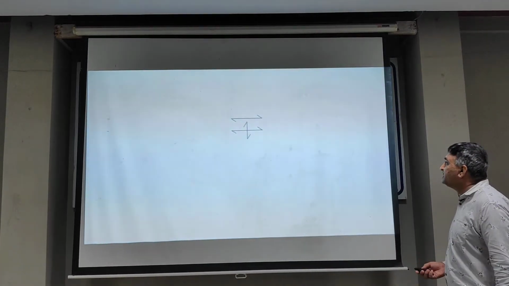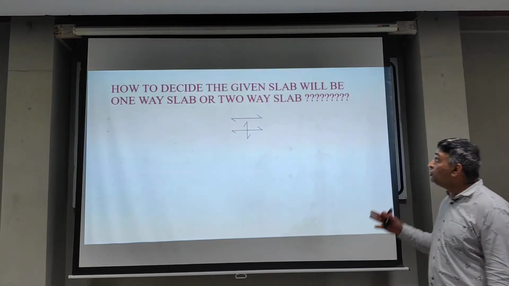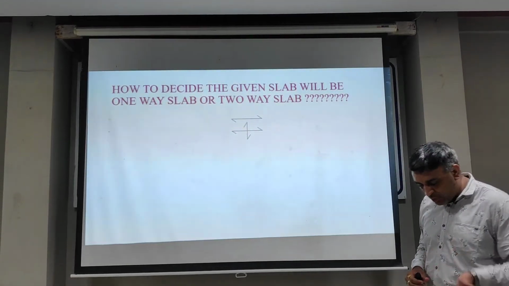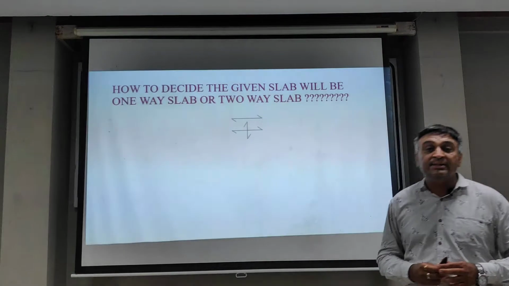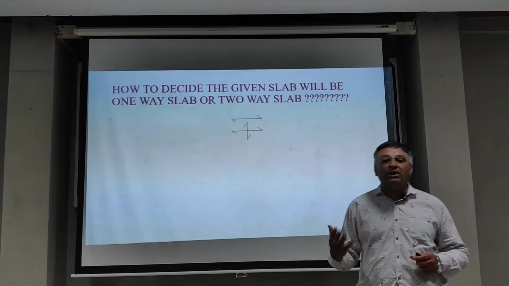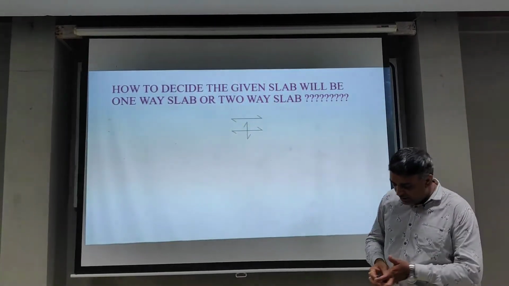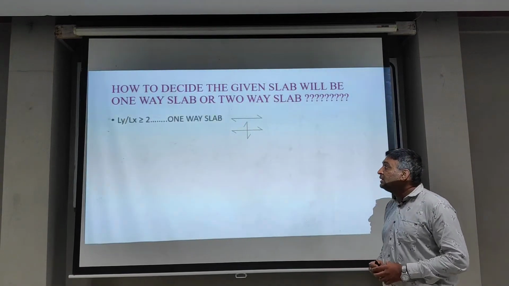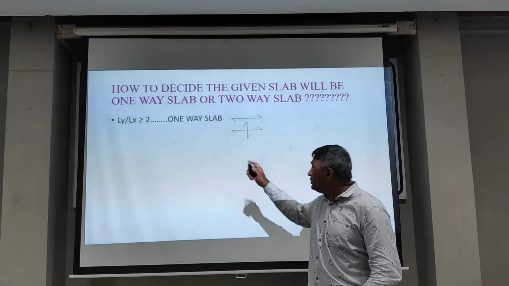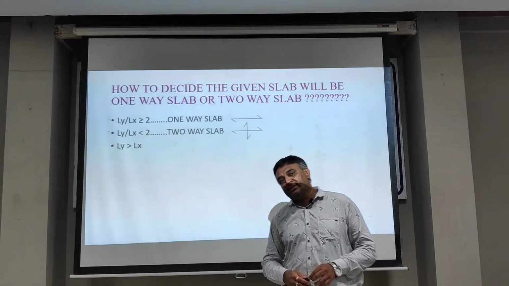This is my first question to everyone: how to decide whether the given slab will be a one-way slab or a two-way slab. Of course, you studied in the previous semester that for a one-way slab, Ly by Lx is greater than or equal to 2, and Ly by Lx less than 2 is a two-way slab. That is the theory.